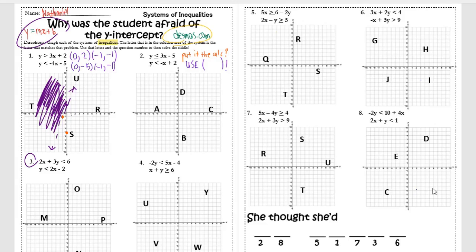It's y is less than, so we're going to have a dashed line. We want y values that are less than this inequality. Less than will be from negative 5, negative 6, negative 7. These are less than negative 5. So we're going to shade under right there. We see that our answer for this first question is T, because it lies in the intersection of the two shaded regions. So we're going to put T right here where number 2 is.